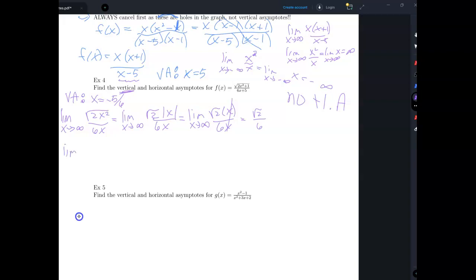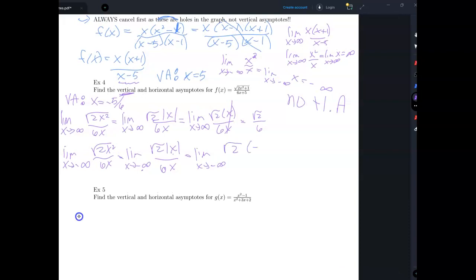So if I do the same thing going towards negative infinity, root 2x squared over 6x, limit as x goes to negative infinity. Important step to show that you're getting this. And then you're going to use the absolute value definition. And since I'm putting in negative numbers, the way I make it positive is I take the opposite of it. So now the x's cancel, so I get negative root 2 over 6. So the horizontal asymptotes are y equal plus or minus root 2 over 6.